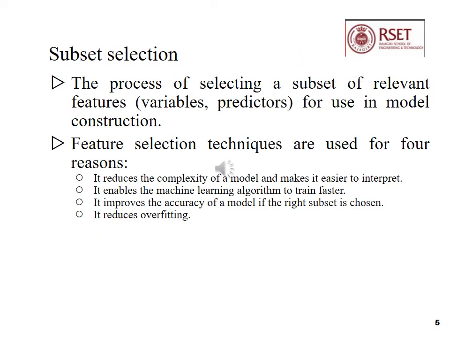In this slide, I am going to explain what is meant by subset selection. It is the process of selecting a subset of relevant features, which can be variables or predictors, for use in model construction. Feature selection techniques are used for four reasons. First, it reduces the complexity of the model. Second, it enables the machine learning algorithm to train faster. Third, it improves the accuracy of a model if the right subset is chosen. And the last one, it reduces overfitting.